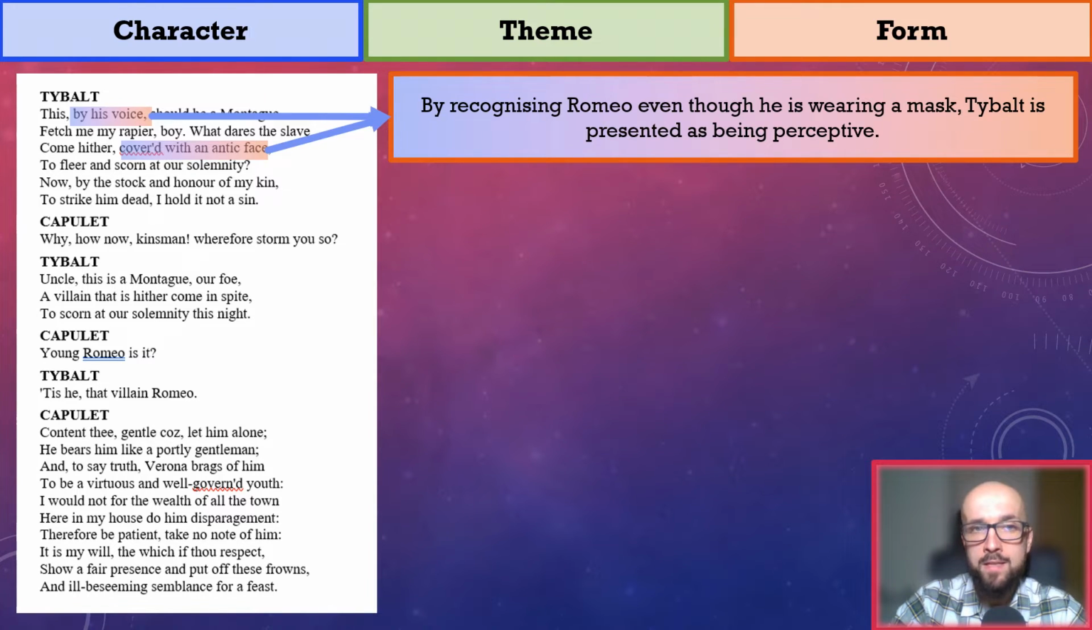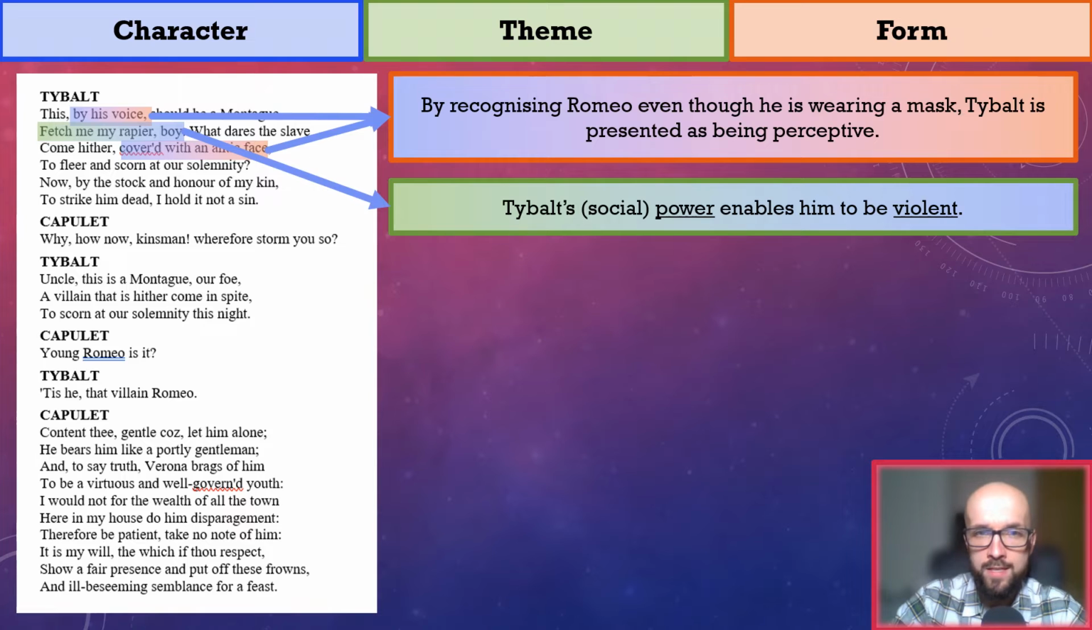Next, Tybalt's command, "Fetch me my rapier, boy," shows that his social power allows him to be violent. By addressing a boy or manservant, we learn that Tybalt occupies a high social status. Tybalt exploits this status to instruct someone lower down the social hierarchy than him to go and fetch his sword, which he clearly wants to use to hurt Romeo.